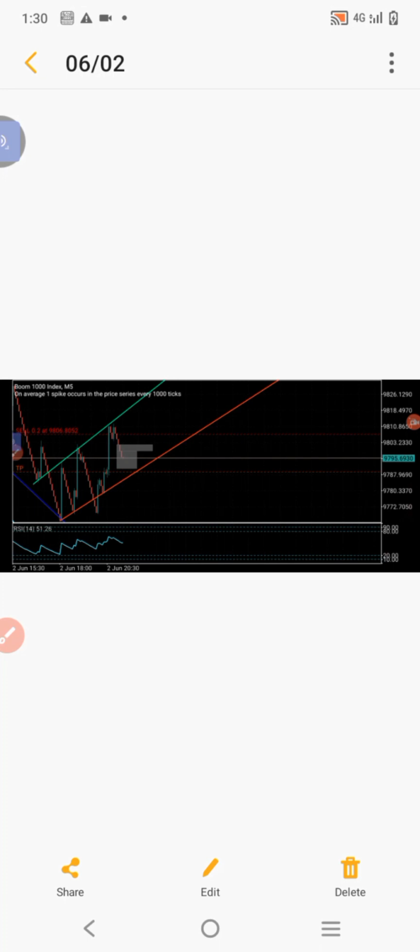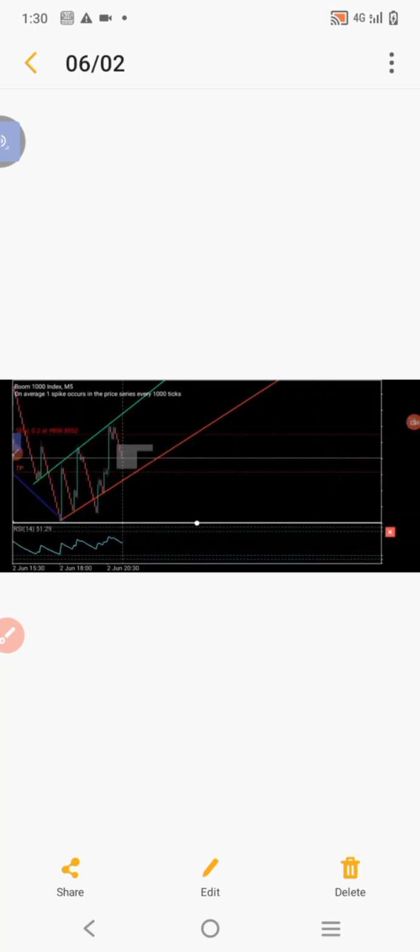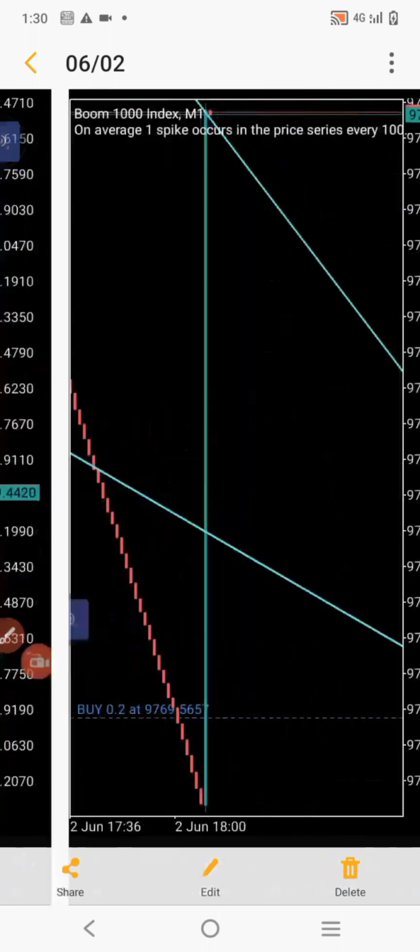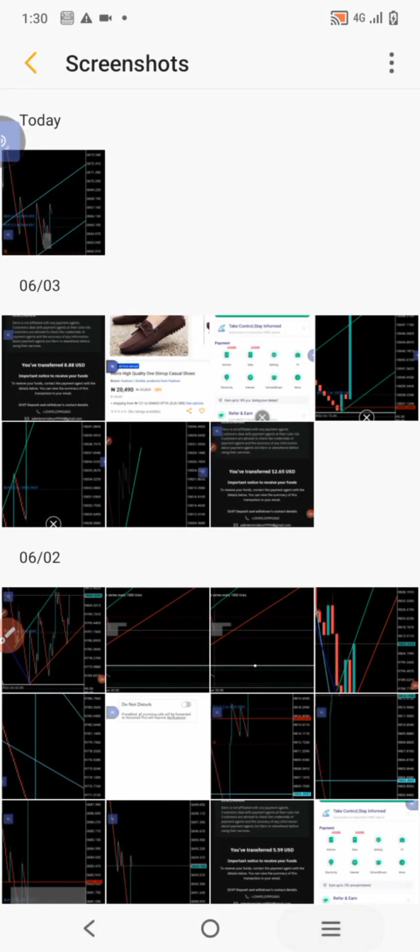To be honest, guys, this trade was really tough for me because I was scared at every point that the spike might occur. Can you see, guys? So I know what I am telling you right now.